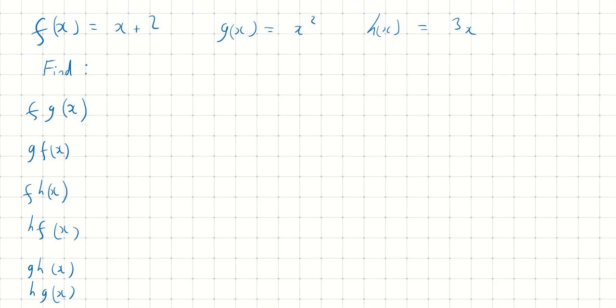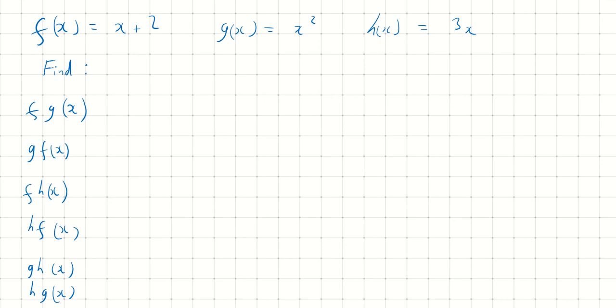So this question is looking at composite functions, that is, applying one function to another. First of all, we've had three functions defined at the top of the page. f(x) is x plus 2, g(x) is x squared, and h(x) is 3x. And we've been asked to find what f(g(x)), g(f(x)), f(h(x)), h(f(x)), g(h(x)), and h(g(x)) are. So these things are all called composite functions.